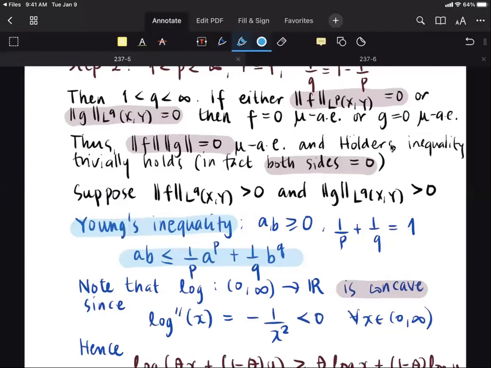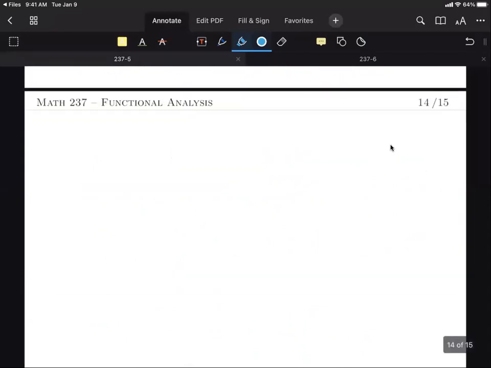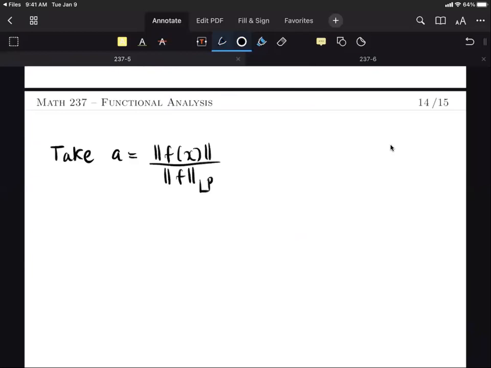So you want to prove Holder's inequality based on this Young's inequality. So for that, let us take A to be the norm of f of x divided by this quantity, and B to be the norm of g of x divided by the corresponding LQ norm.